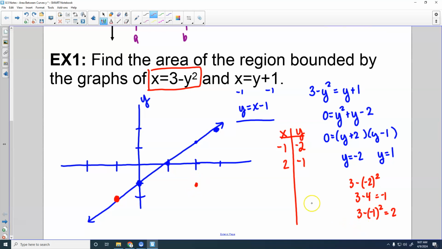I'm going to plug in a 0, so 3 minus 0 squared is going to give me 3. So I get 3, 0, that's right here. And then if I plug in 1, I've got 3 minus 1 squared, which is also going to give me 2. So 2, 1 is right here. So what this is going to look like is this right here.